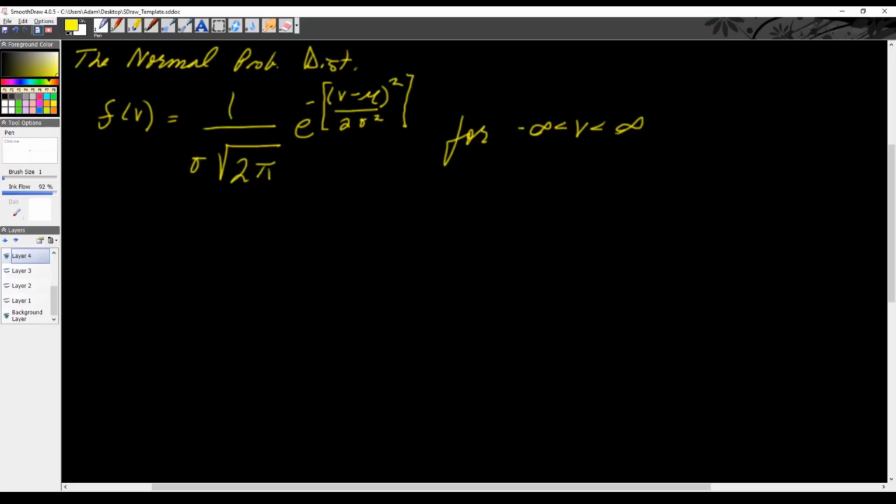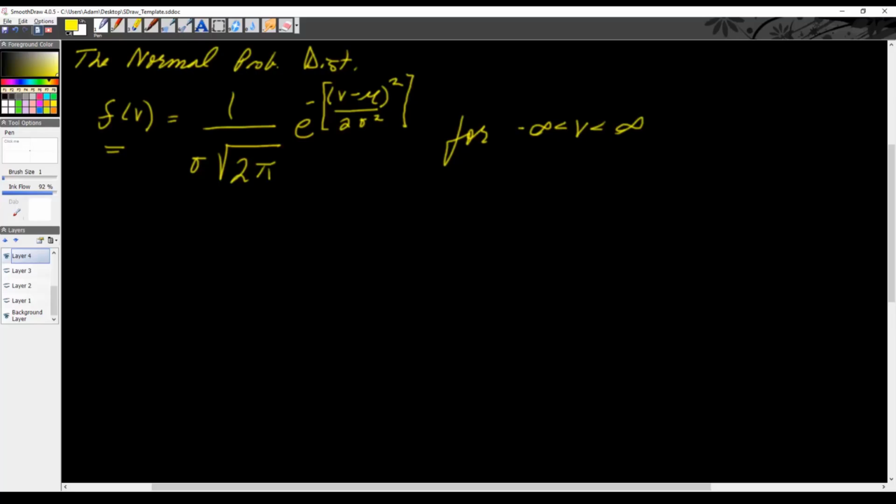negative infinity. So basically what I'm saying is, for any normally distributed variable, if I know what v is, I can pick a value for that variable. I can solve for the relative probability using this function. Of course, computers solve for these things automatically, and I'll show you guys how to do that in a moment.